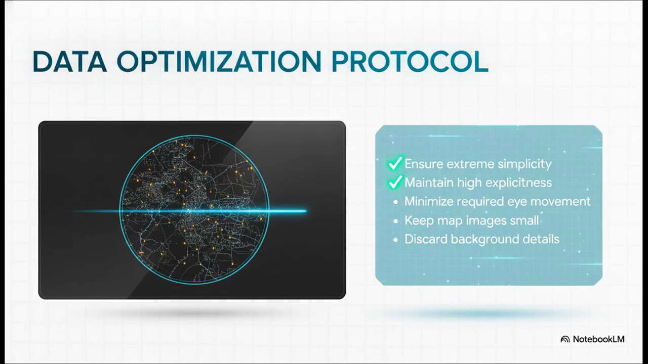So, to prevent this, cartographers have to run through a very strict design protocol. It's essentially an optimization checklist. You have to ensure extreme simplicity, minimize eye movement by keeping map images as small as possible, and ruthlessly discard any unimportant background details. You're stripping away the noise to make every single data shift violently explicit.